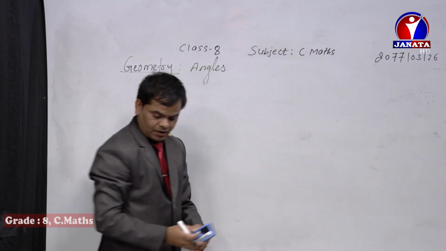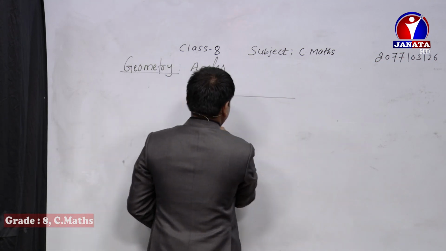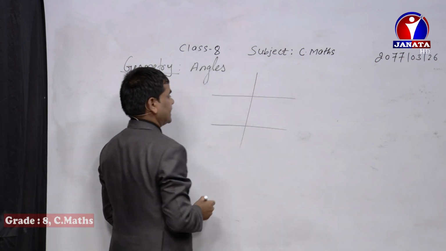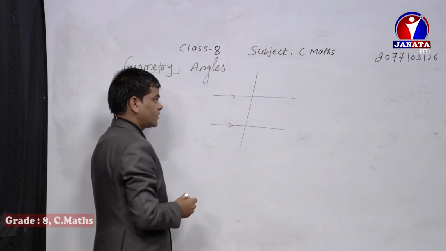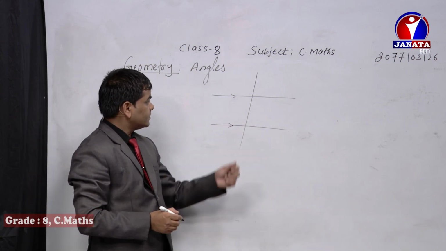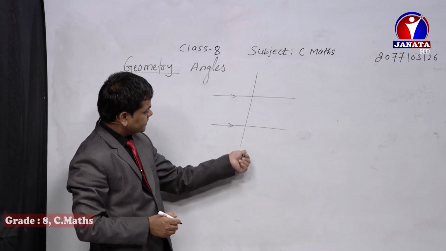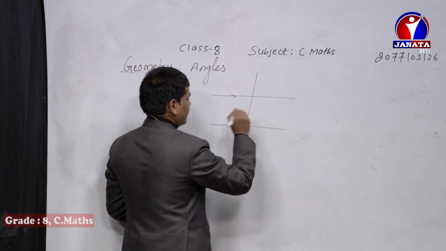Now it is the turn once again to present the corresponding angle. What type of angles are known as corresponding angles? For example, dear students, these are the two straight lines which are parallel to each other, and a transversal is connected here. The transversal is intersecting both parallel lines at that time.